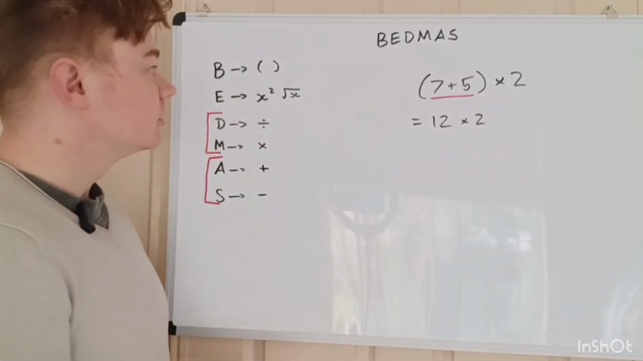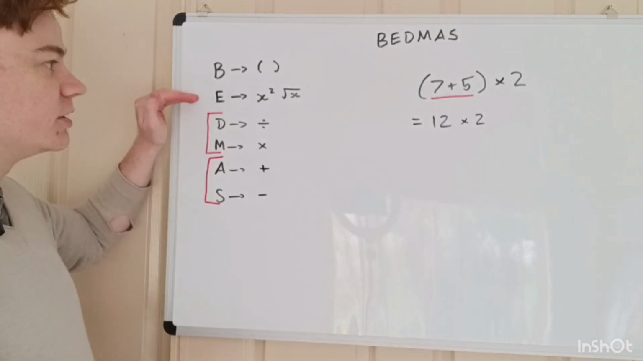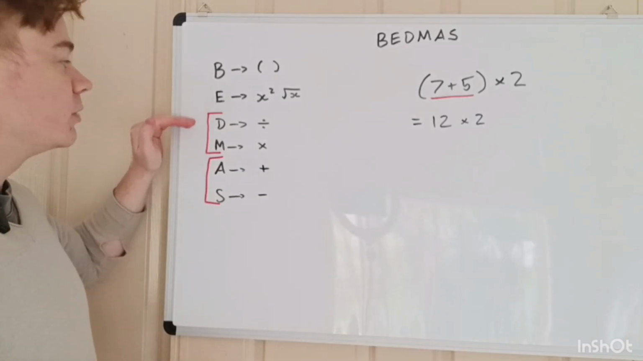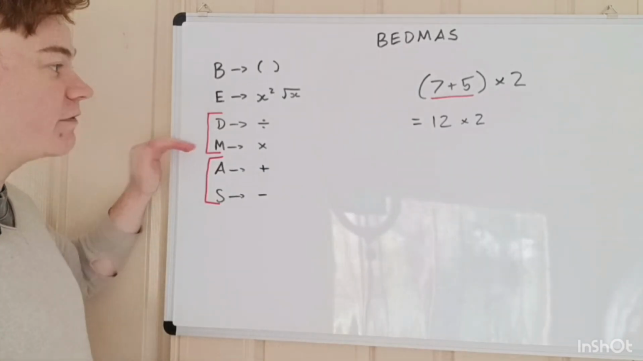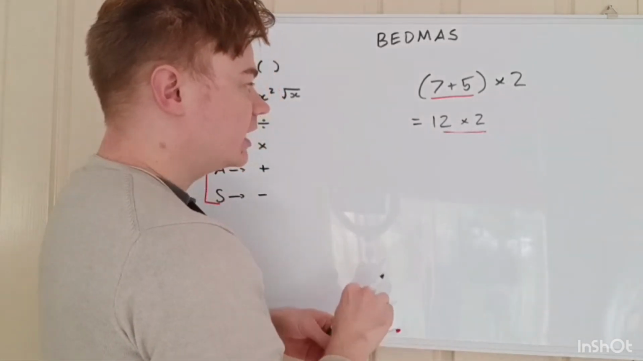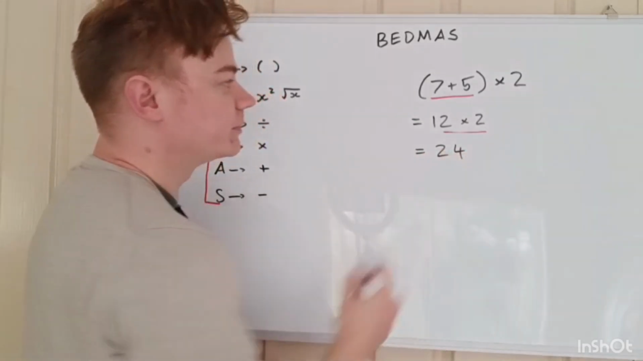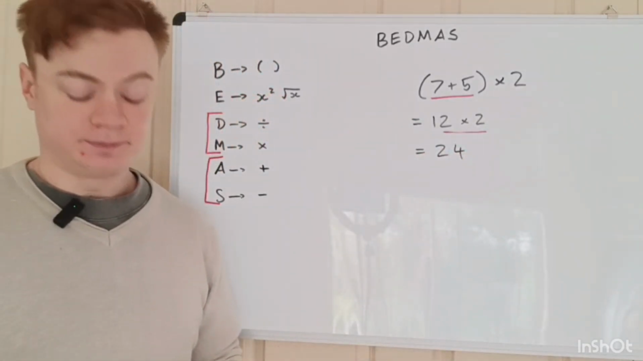And then we go down our BEDMAS line again. Exponents. We don't have any exponents. We don't have any division, but we do have a multiplication here. So we do the multiplication next. And double 12, or 12 times 2, gets us to 24. And so we are done.